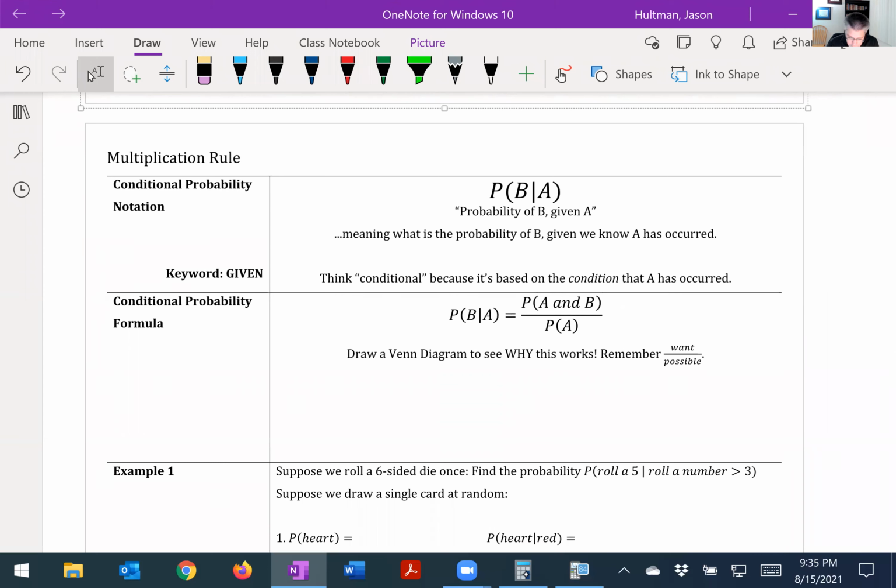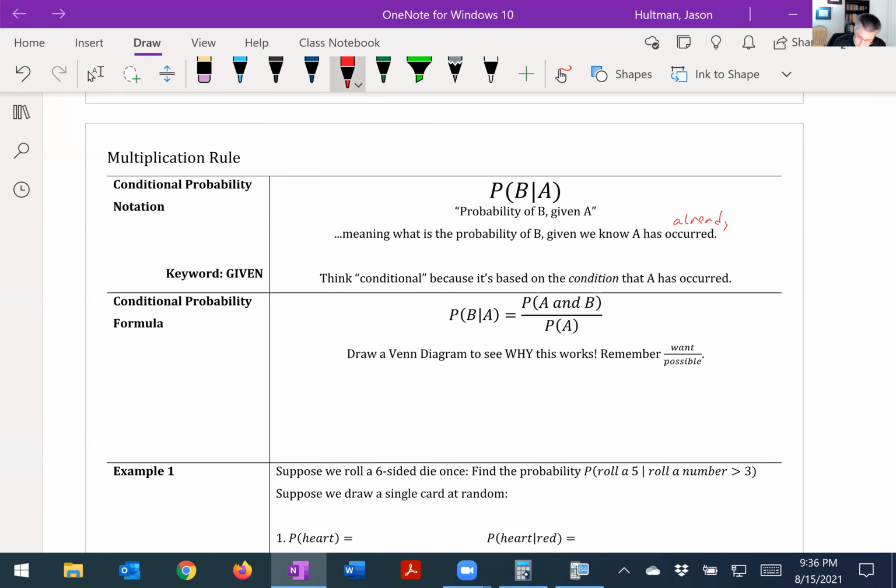Okay. Conditional probability notation. This is the probability of B given that A already occurred. The meaning is, what is the probability of B given that we know A has already occurred? It already happened. Think conditional, because it's based on the condition that A has already occurred.